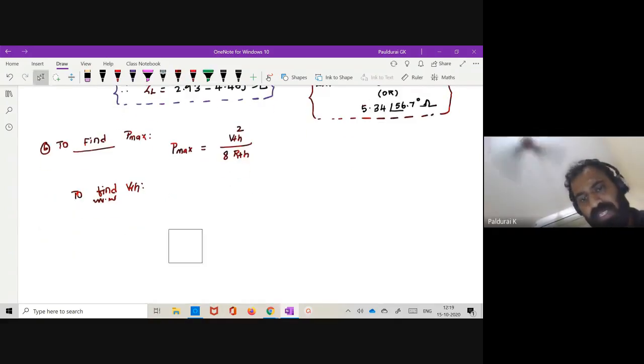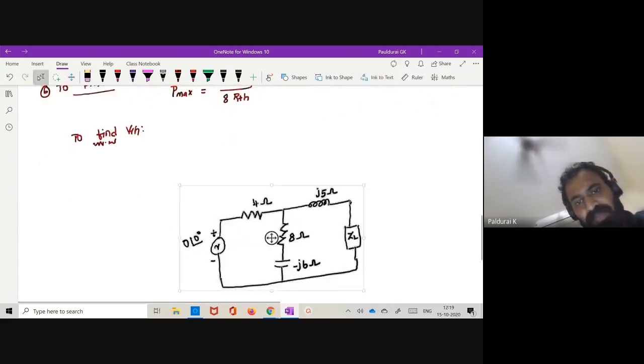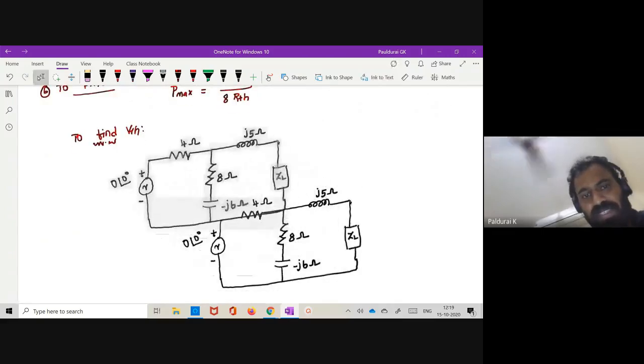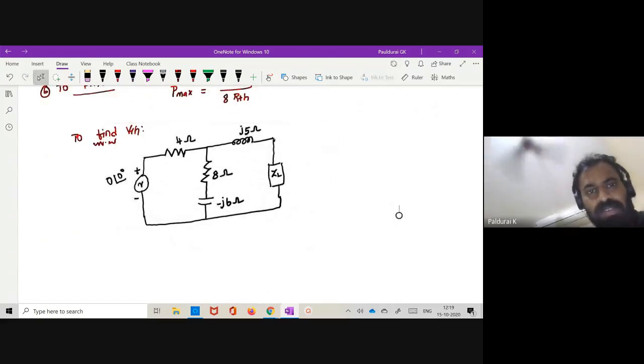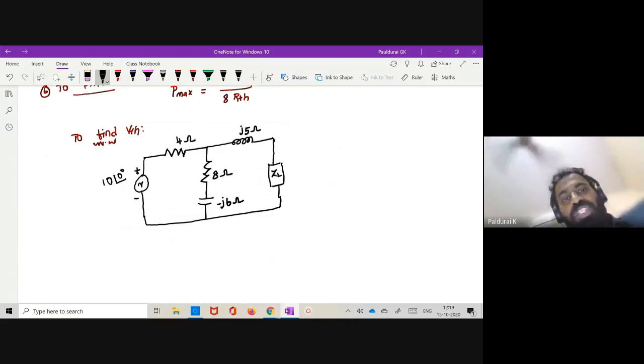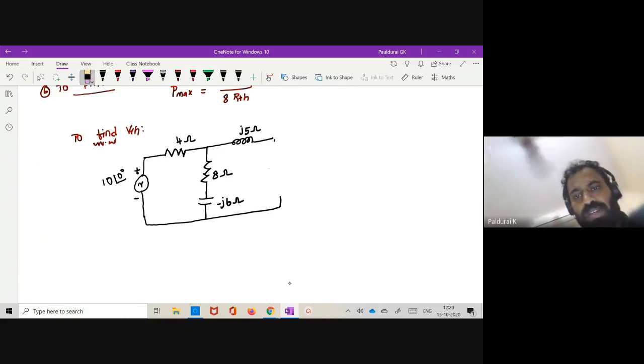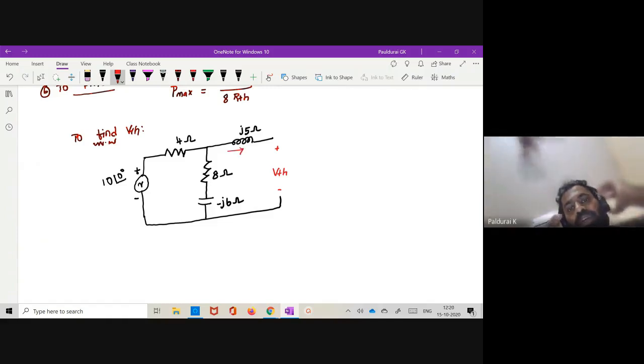So let me paste that circuit. Yeah, this is the given circuit, with 10 at an angle of 0. What is the procedure to calculate VTH? Anyone? You want to open the load, and find the voltage drop across it. The voltage across this is my VTH, plus and minus. Now what is the current flowing through J5 ohm if the load is opened?